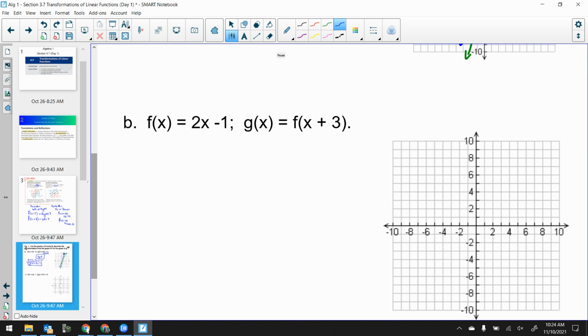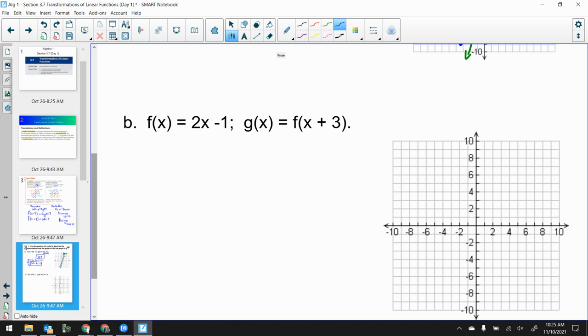All right, so g of x is f of x plus 3. Notice that I changed my old. My old is now 2x minus 1. And now my transformation is an f of x plus 3. What is that telling me to do? Left 3. Inside parentheses tells me left or right.